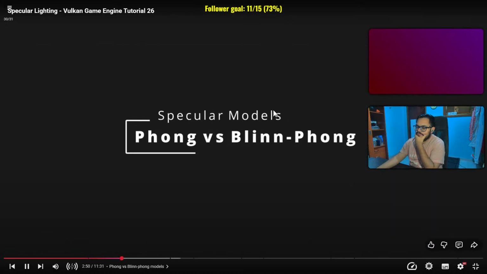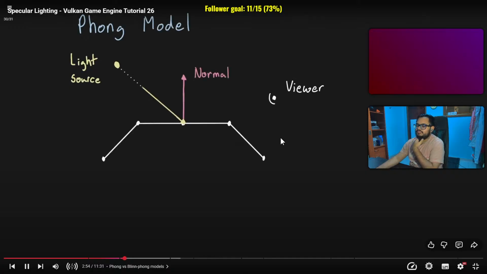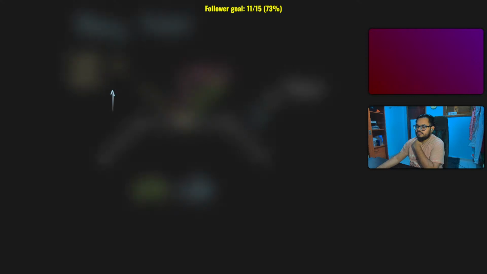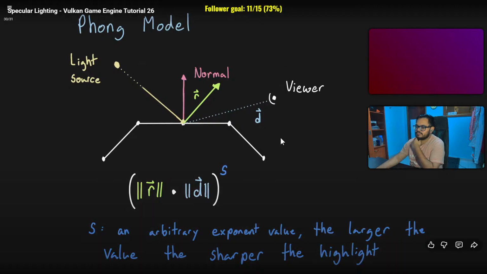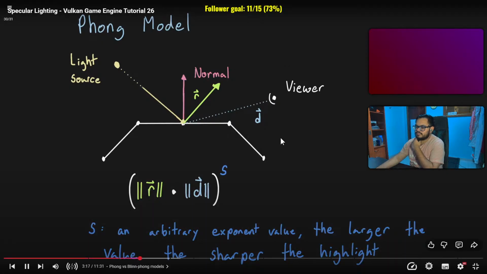So how exactly do these models work? Well, the main idea behind the Phong model is we calculate the dot product between the ray of reflection and the direction to the viewer. The dot product is a nice function for this because it is a measure of the angle between two vectors when normalized. The dot product result varies from 0 when perpendicular to 1 when parallel. Negative values will be ignored. Next, we take this result and raise it to some power. The parameter here affects the sharpness of the highlight.